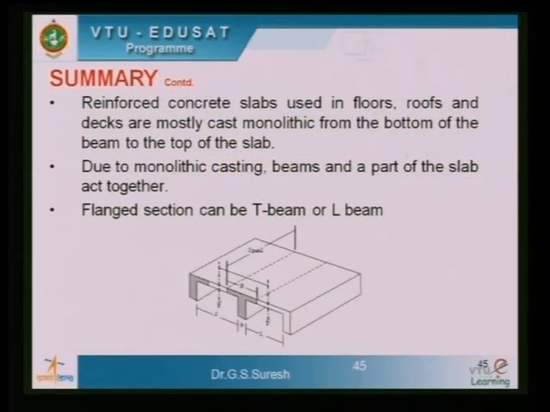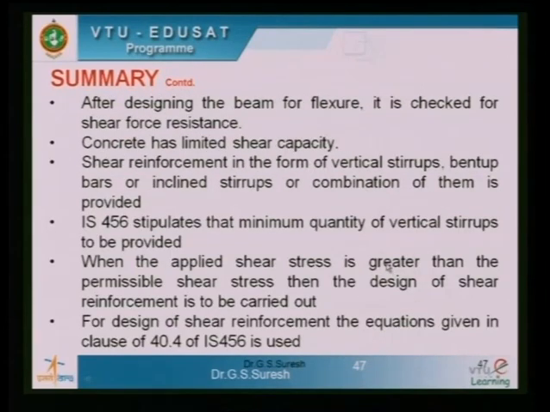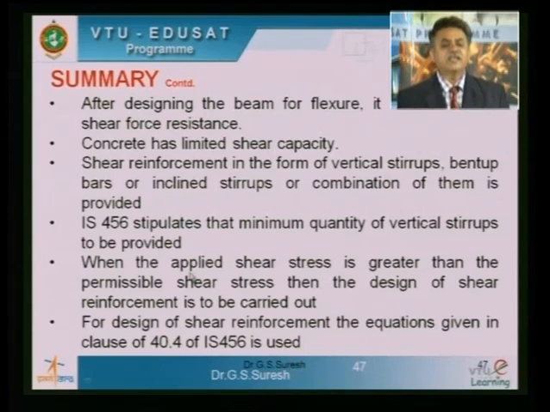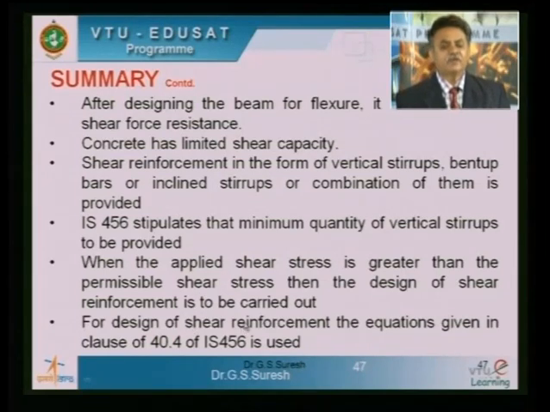We have defined what is T beam and L beam in the earlier slides. So, this is the L beam and this is the T beam. And in the T beam, the stress pattern is in this form, and we have the 0.002 strain at which the stress strain diagram becomes horizontal, and we check whether the neutral axis is within the flange or not. And after designing the beam for flexure, we check for the shear. Concrete has a limited shear capacity, so we require the minimum vertical stirrups given in the code, and IS 456 has also given the design equation for the shear for different types of stirrups. Clause 40.4 can be referred to for this.